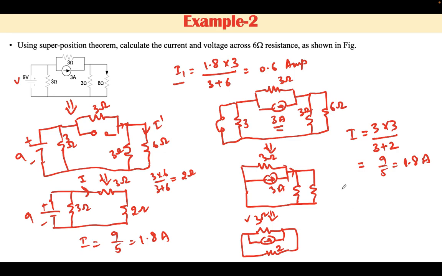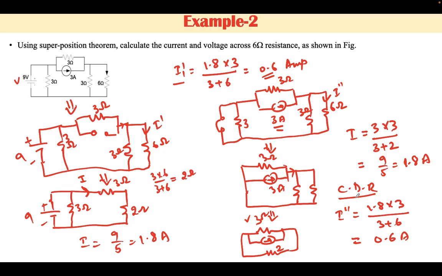Now again applying current division rule, we can find out current through 6 ohm resistance. Let's consider this current is I double dash, which is equals to total current 1.8 into resistance of opposite branch divided by sum of resistance 3 plus 6, that is again 0.6 ampere. The current due to first source it was 0.6.